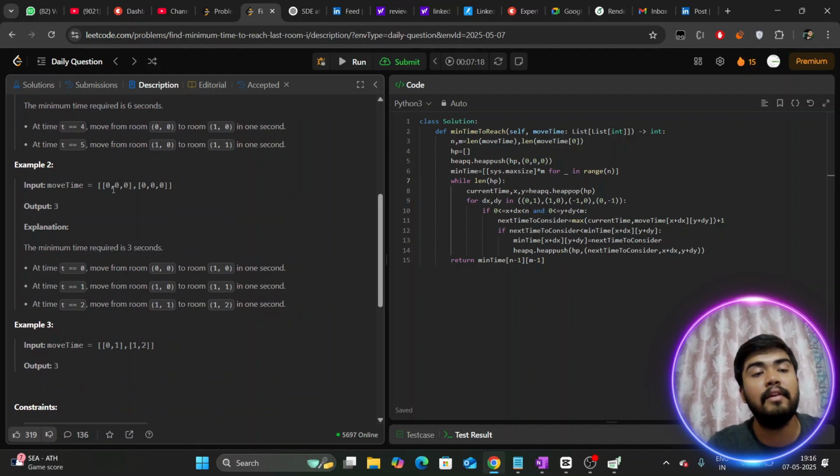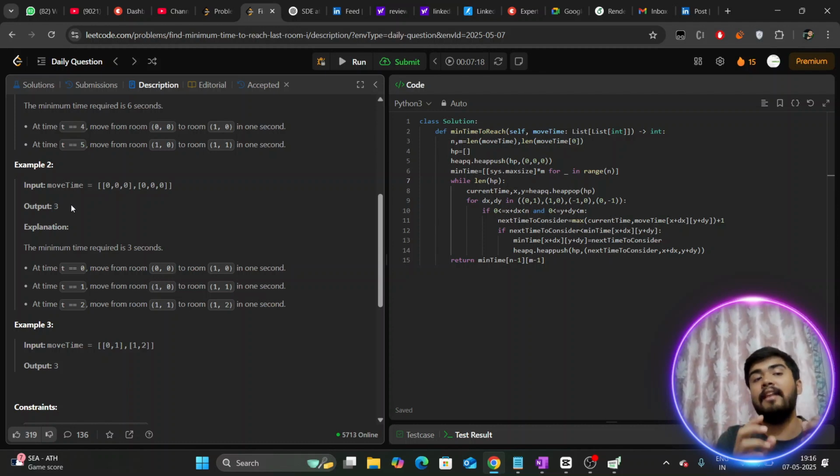So here you can see in this particular example, the minimum time required is 3 seconds. From 0 0 to 1 0, they have moved consuming 1 second. At t equals 1, from 1 0 to 1 1 in 1 second. At t equals 2, they move from 1 1 to the right, but they need 1 more second. So that's the reason the answer is 3 seconds.